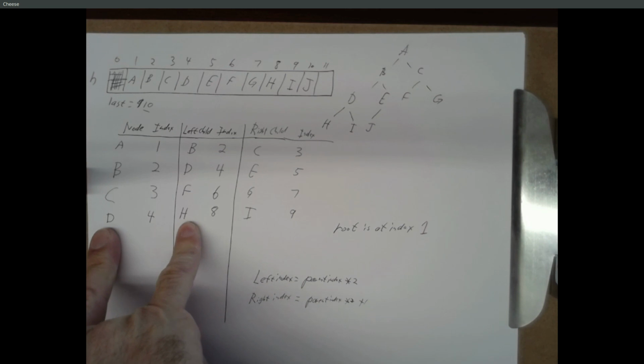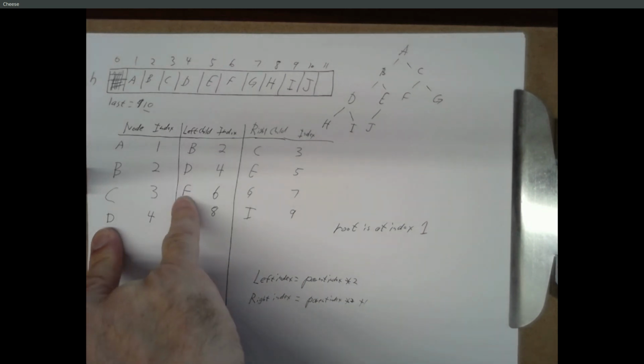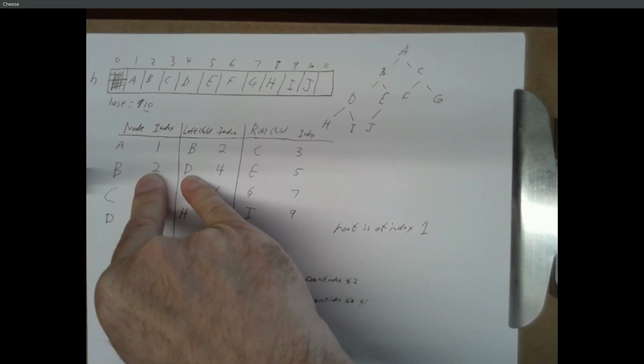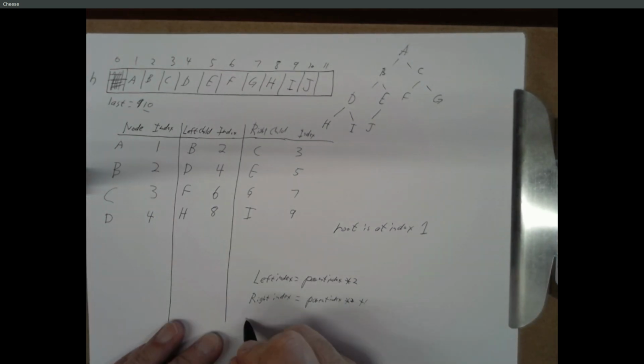What about moving up? How do we find our parent? So H is node 8. How do we find H's parent D, which is index 4? Divide by 2. F's parent, 6 divided by 2 is 3. D's parent, 4 divided by 2 is 2. And so on. What about these cases? I is equal to 9. Subtract 1 and divide by 2. And it turns out, if we do integer operations, we don't even need to subtract 1.